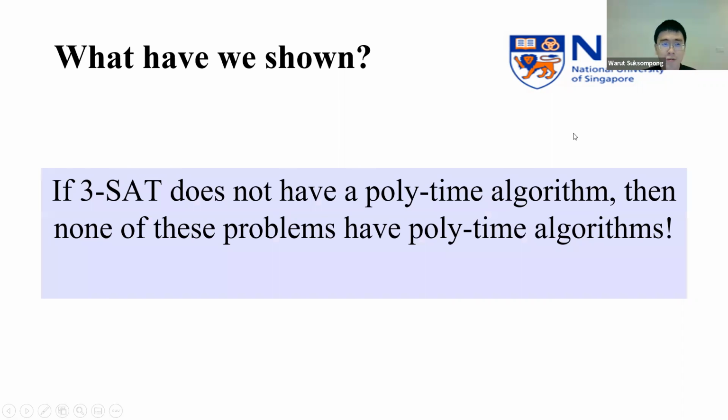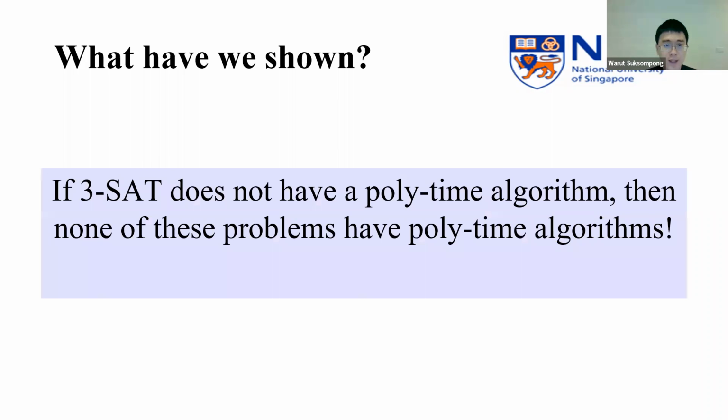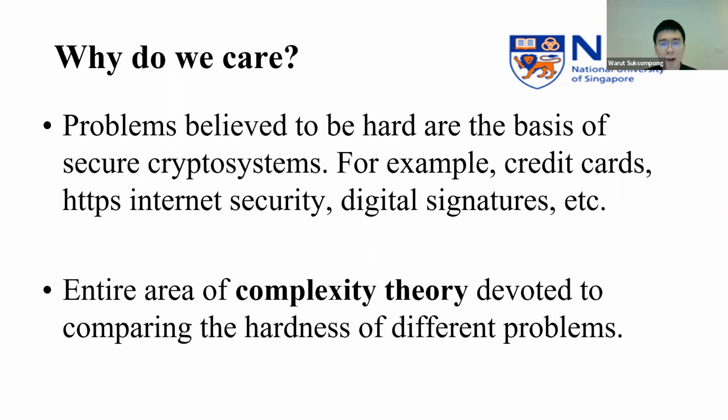So what have we shown from this diagram? We know that because 3SAT can be reduced to all these problems, and remember that polynomial time reductions are transitive, if 3SAT doesn't have a polytime algorithm, then none of these problems would have a polytime algorithm. That's because of these reductions. If any of these problems had a polynomial time algorithm, that would imply a polytime algorithm for 3SAT. So, why do we care about this?